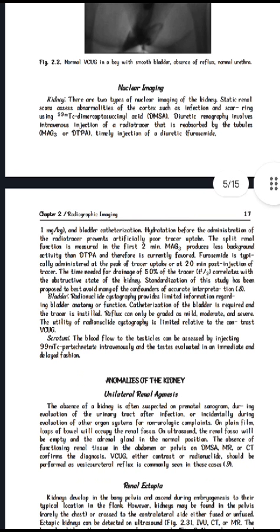Next one is nuclear imaging. Kidney: there are two types of nuclear imaging of the kidney. Static renal scintigraphy evaluates abnormalities of the cortex, such as infection and scarring, using DMSA acid. Diuretic renography involves intravenous injection of a radiotracer that is excreted by the tubules, such as MAG3 or DTPA, with timely injection of a diuretic.